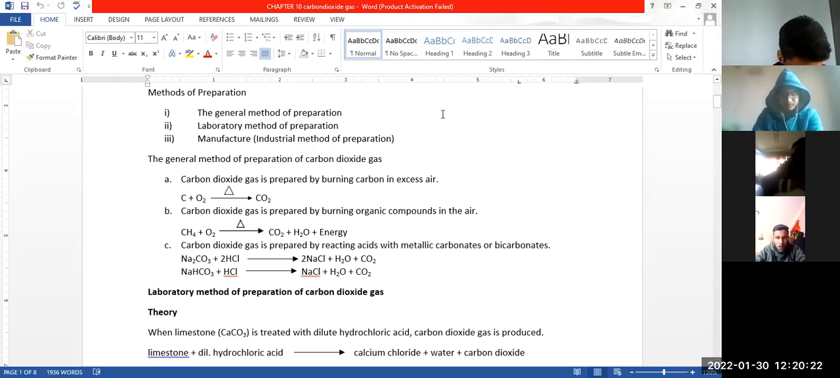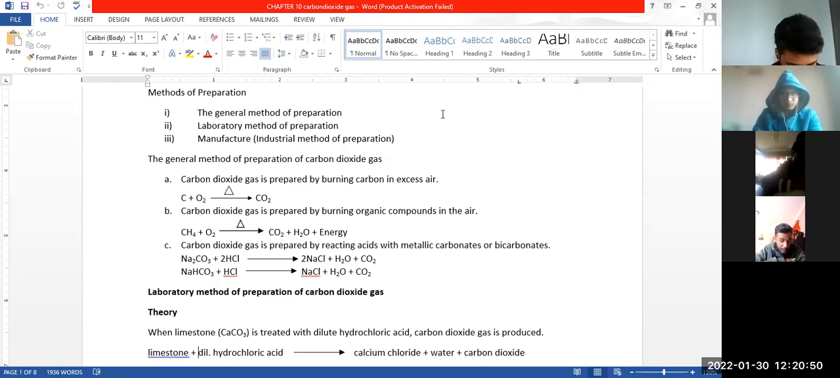What are the two chemicals required for the preparation of carbon dioxide in lab? Marble pieces, good. Dilute hydrochloric acid, very good. Marble pieces means limestone or calcium carbonate. The two chemicals are calcium carbonate and dilute hydrochloric acid.